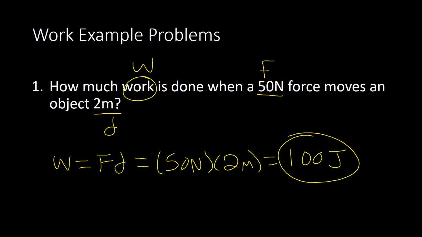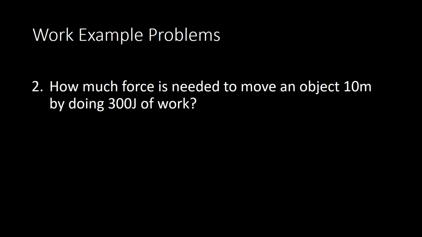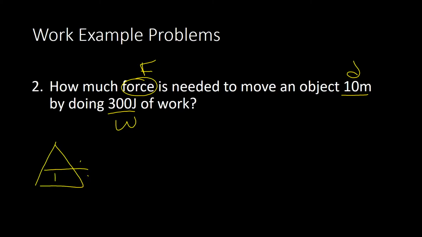Let's take a look at another example. How much force is needed to move an object 10 meters by doing 300 joules of work? So first we're going to identify: 10 meters is a distance, 300 joules is work, and we're asked to solve for force. Step 2, I'm going to write my formula. In order to figure out what my formula is going to be, I'm going to use my triangle. Since I'm solving for F, I get W over D.